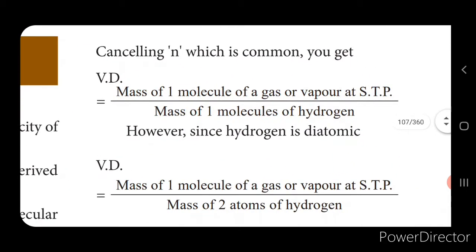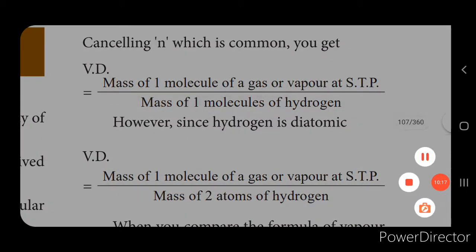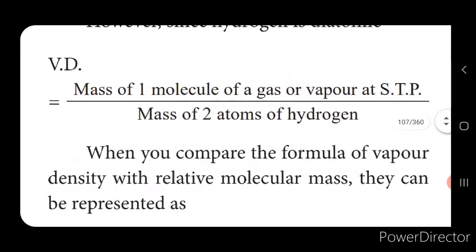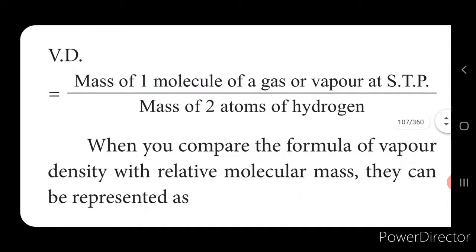Now here N can be represented as 1. I am substituting N equal to 1. So mass of one molecule of gas at STP divided by mass of one molecule of hydrogen. We know that hydrogen is diatomic, isn't it? So it consists of two atoms of hydrogen. So I can write this equation as mass of one molecule of gas divided by mass of two atoms of hydrogen. Since a hydrogen molecule consists of two atoms, I can represent it this way.